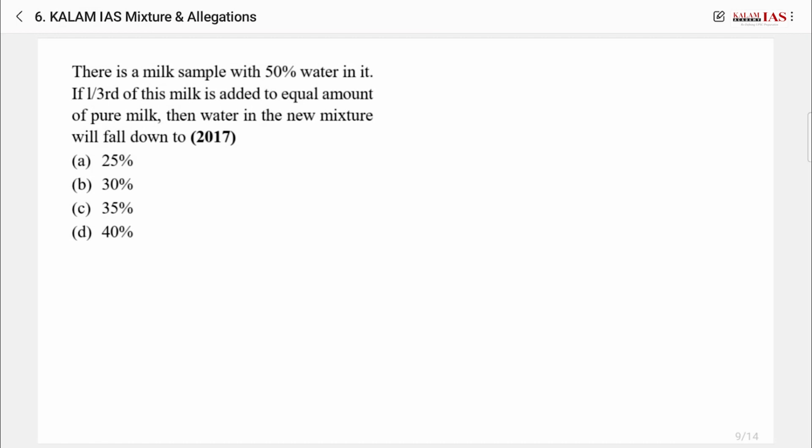Here it is saying there is a milk sample with 50% water in it. So sample has 50% of water. If 1/3 of this milk is added to equal amount of pure milk, then water in the new mixture will fall down to. So let's assume a sample of 150 ml. Why 150? Because we have to work with 50% and 1/3. We cannot take 100 ml because 1 by 3 of 100 will be a non-integer number which will be difficult to handle. So let's take 150 ml.